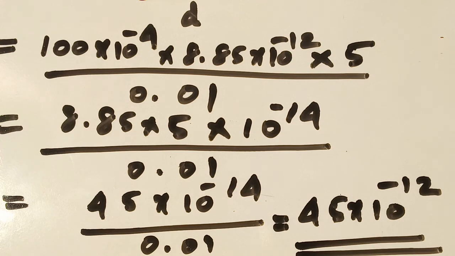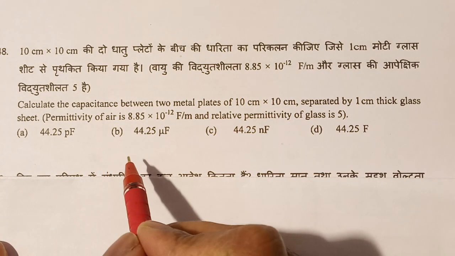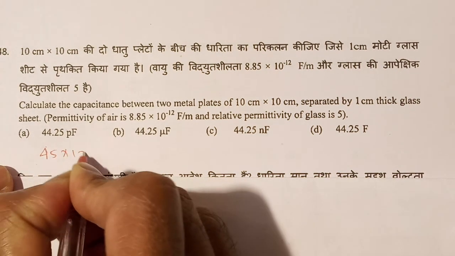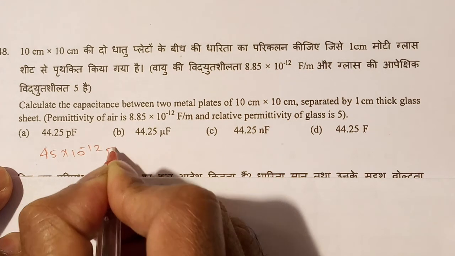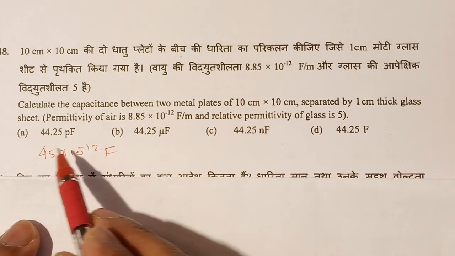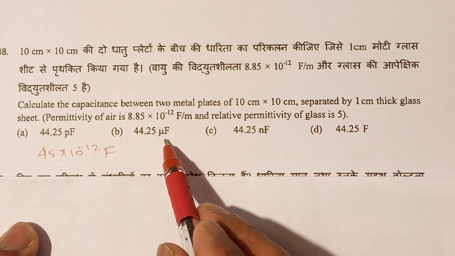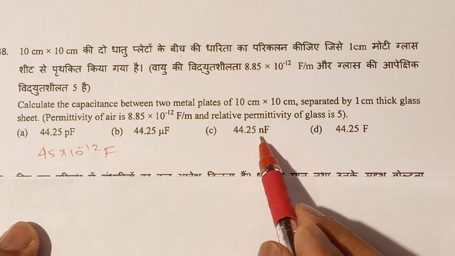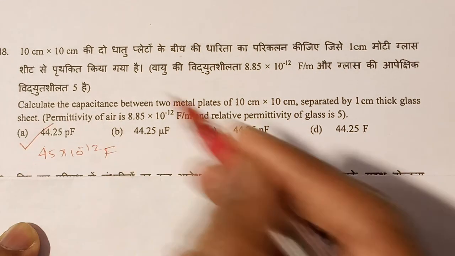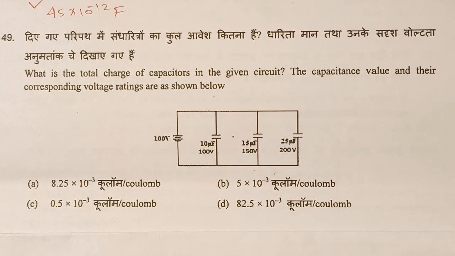Now we'll see the options. When we solve this question, we got 45 multiplied by 10 to the power minus 12 farad. What is the nearest value? It is 44.2 picofarad. We need it in picofarad. This is in microfarad and this is in nanofarad, this is in farad. So the answer is option A, 44.25 picofarad.